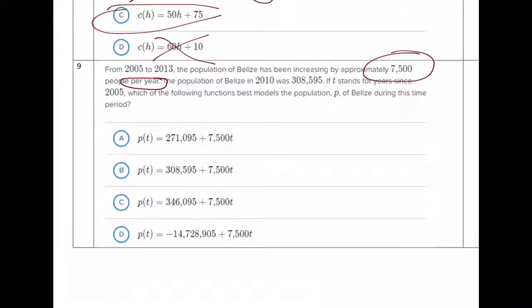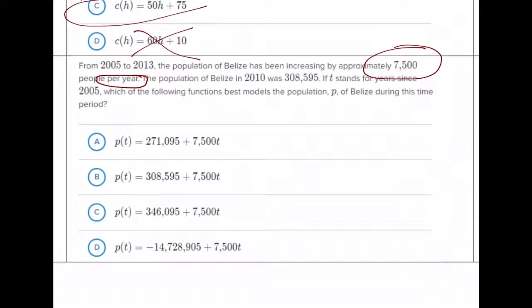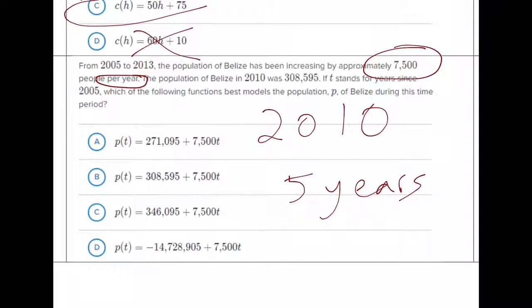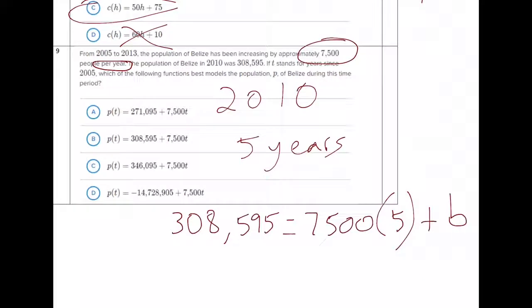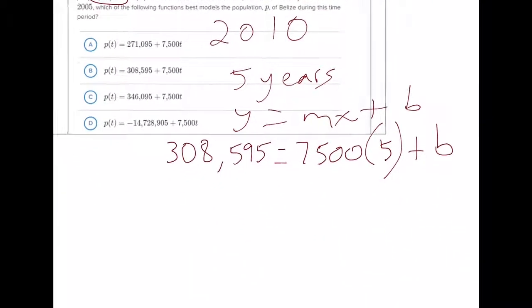Well, all 4 of them. So then, we're going to try to plug in some numbers to get our initial population. So if T stands for years since 2005, and the population we're looking at is in 2010, how many years after 2005 is 2010? Well, it's 5 years after. So if we plug that into our equation, it looks like this. This is y equals mx plus b, and we know that our eventual y coordinate is 308,595. We know our slope is 7,500. We know this is for 5 years. So we can solve this for b.